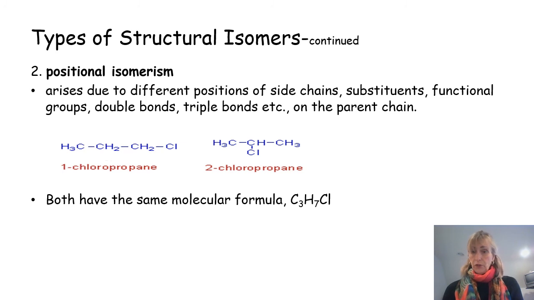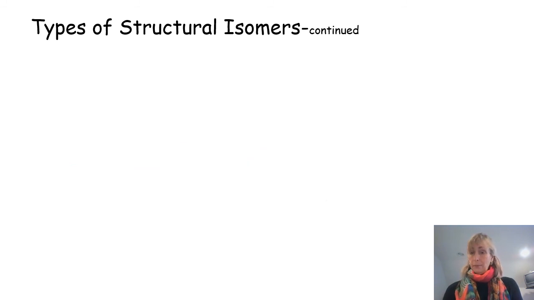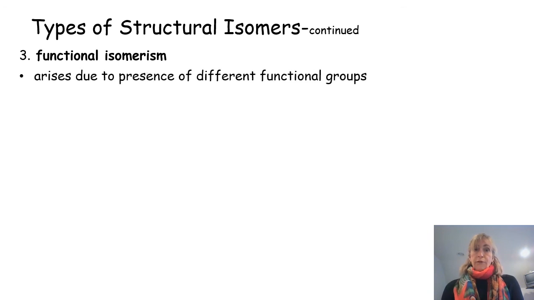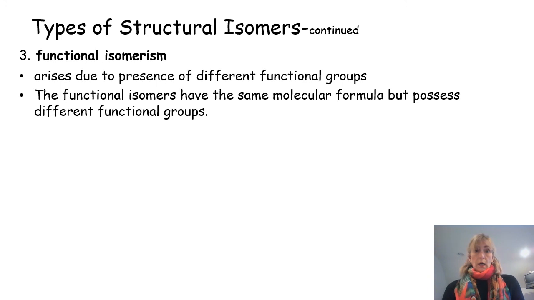This is an example. They are structural isomers, but what kind in particular? Positional isomerism. They differ in the position of a substituent, a functional group. Alrighty, and let's go on to our third type of structural isomer. The third type is known as functional isomers, functional isomerism. Functional isomers arise due to the presence of different functional groups in a molecule. Functional isomers are going to have, again, the same molecular formula. That's true throughout all of these structural isomers, same molecular formula.